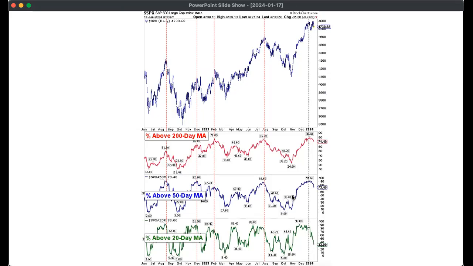But the big question is, how much more do we expect these measurements to curl over, right? Because we've seen even in 2023, when they peaked, that's when corrective action happened both times.